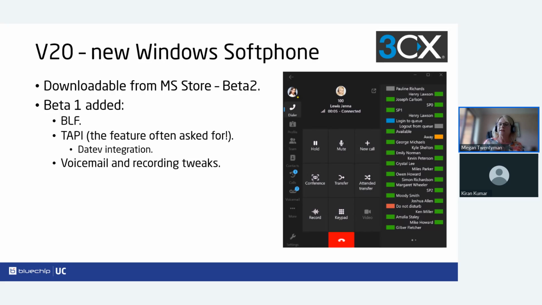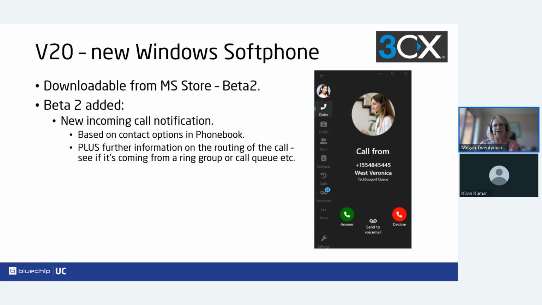They've also added the links to voicemail and recordings and those types of things into the soft phone as well, which was beta 1. And then we'll flick the page and we've now got beta 2 of the Windows soft phone. So beta 2 of the soft phone, still just beta 1 of version 20.